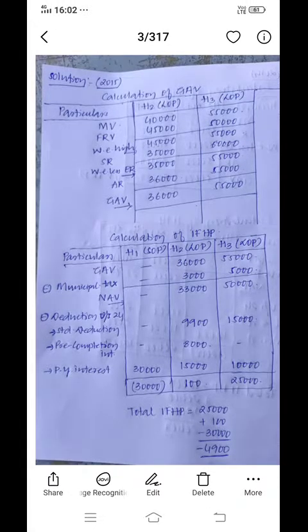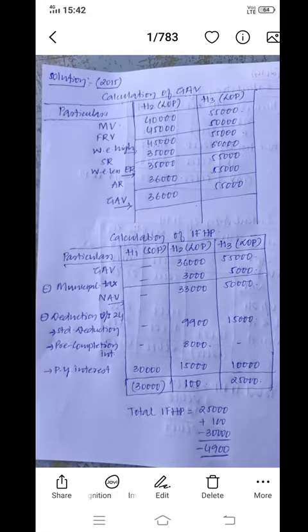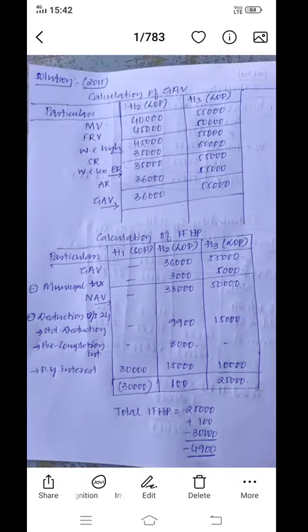Now here AR is greater than ER in the second house, therefore GAV is actual rent, that is 36,000. In the third house, both are equal. Expected rent and actual rent both are equal, so GAV is 55,000. There is no question of which amount to take; you have to take the 55,000 itself, right?